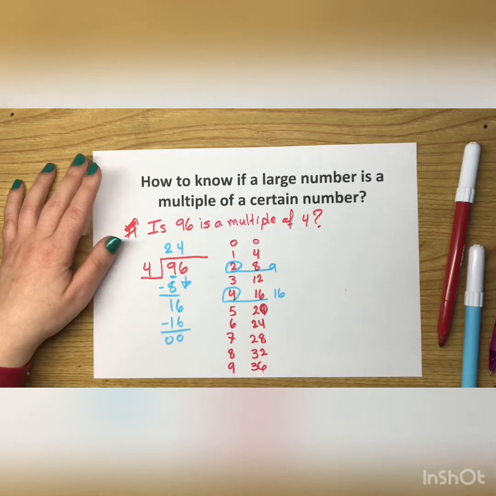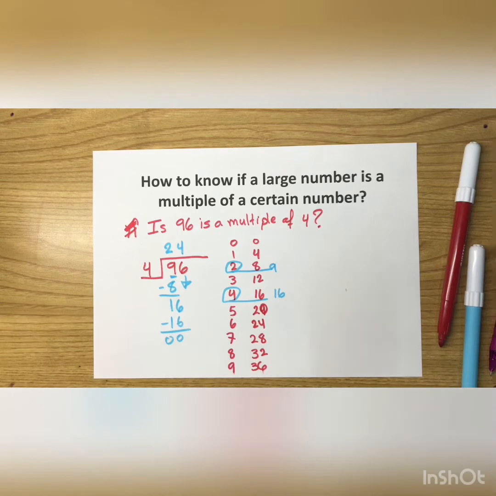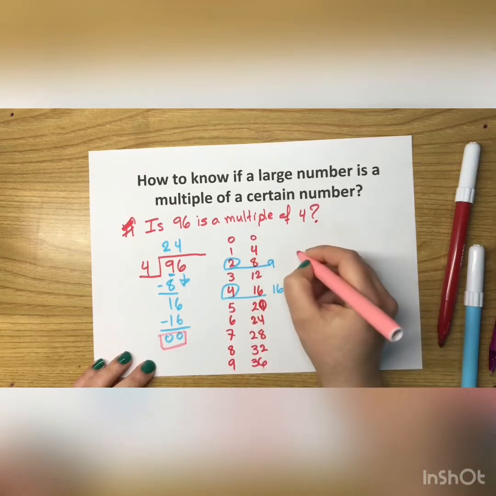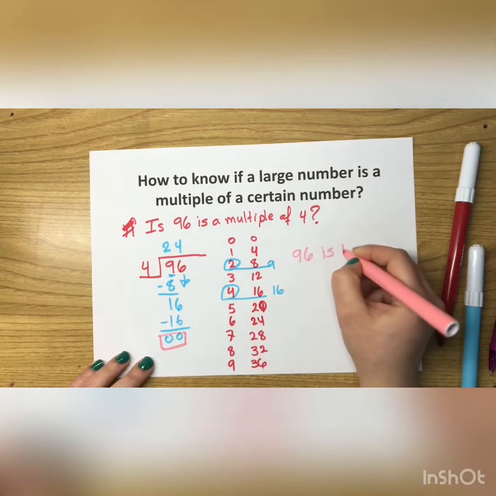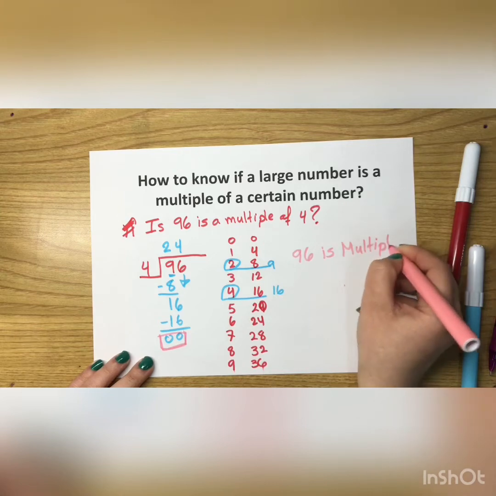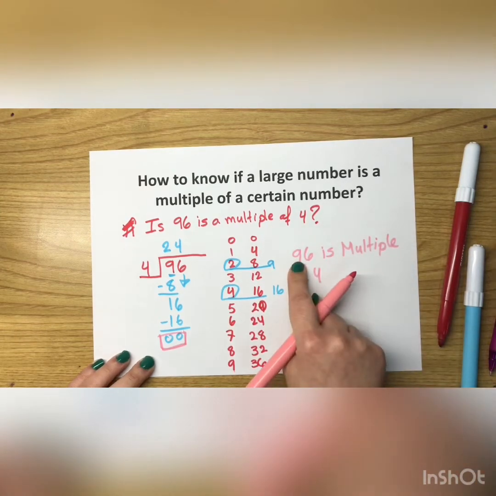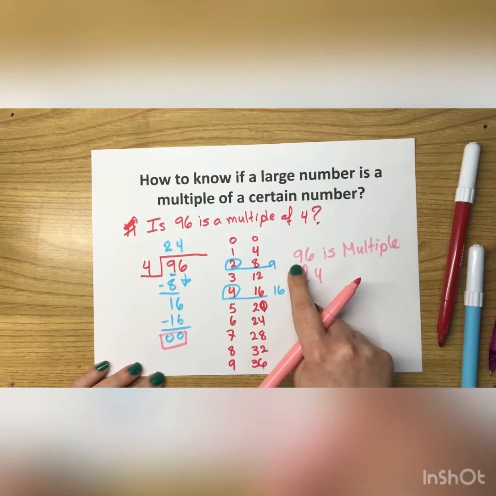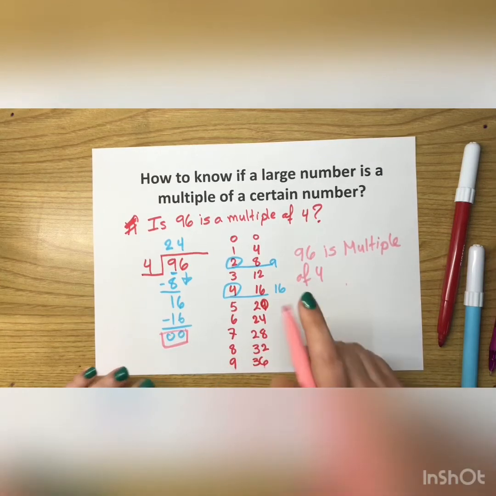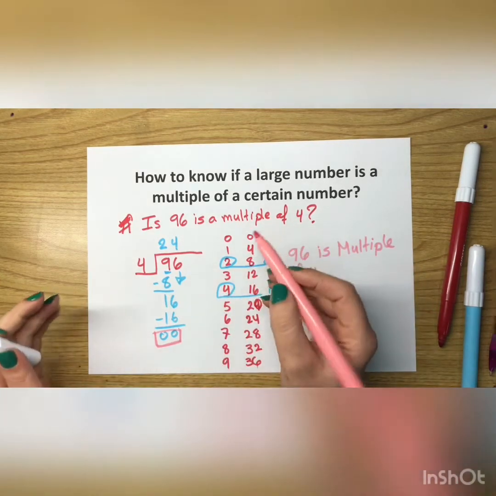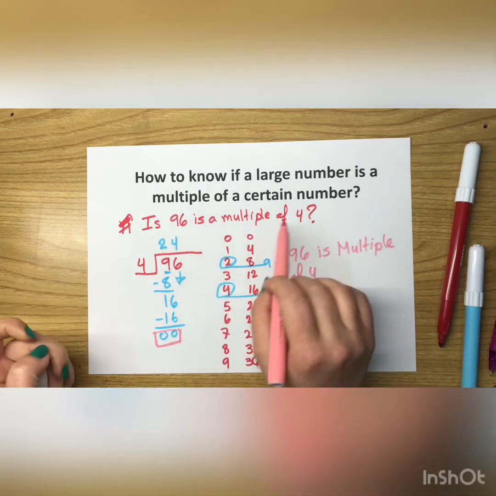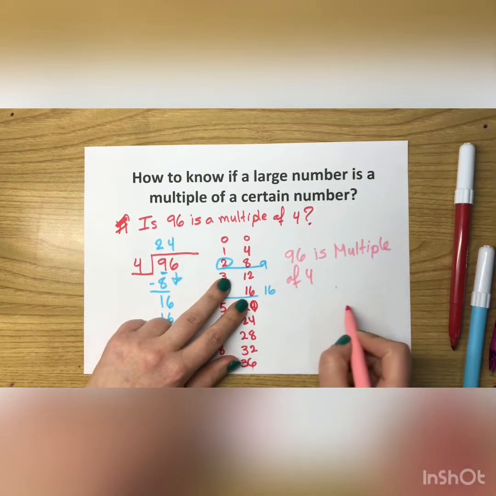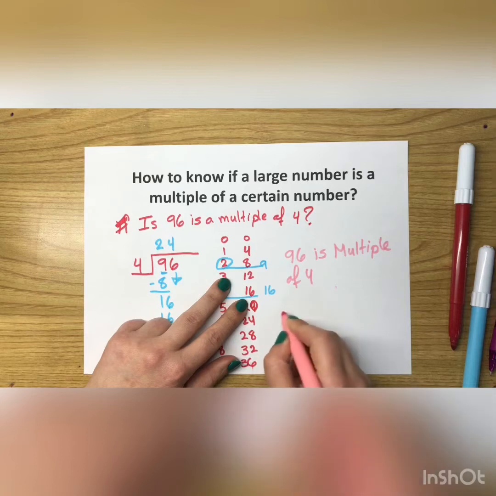Notice, my dear students, that when you do a long division and the remainder is 0, that means that 96 is a multiple of 4, because I divided 96 into 4 groups and I had nothing left. That means yes, 96 is a multiple of 4. In this way you can test whether a number is a multiple of a certain number.